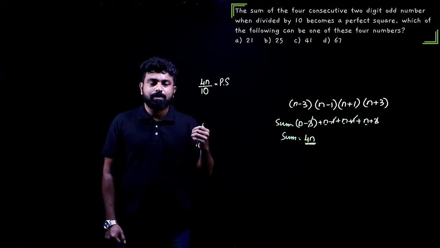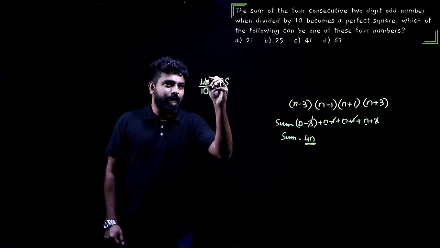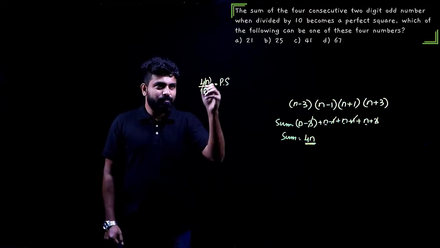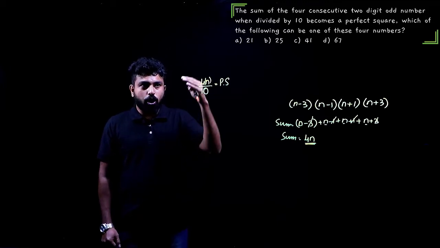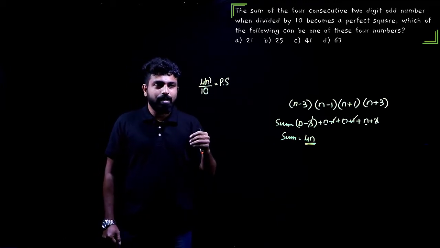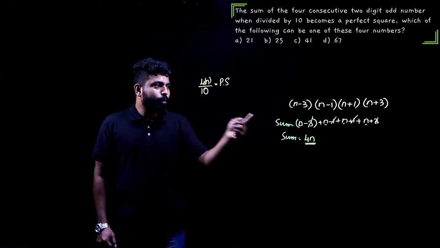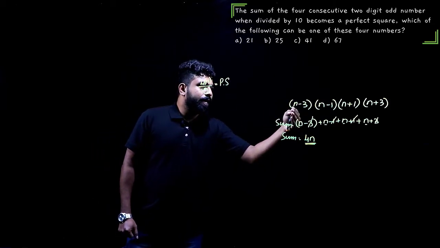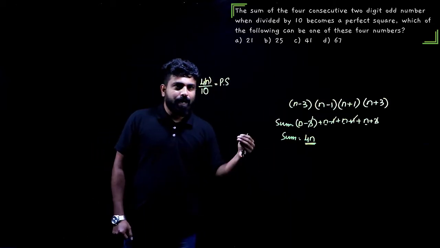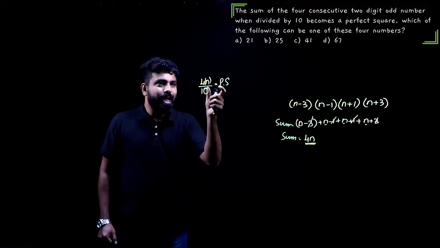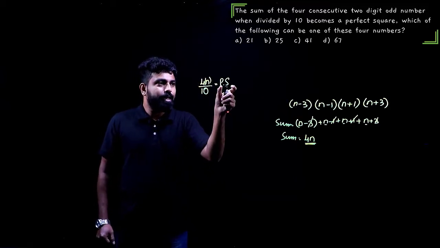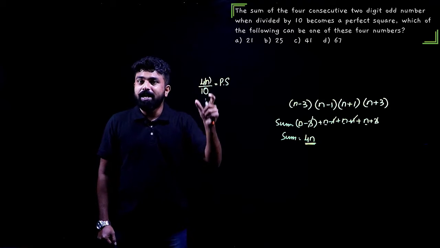What to do next? Now, we can either substitute values of n by taking the options, by taking 21 as n or any one of the terms here. I can take 21 to be any one of these terms and then get the value of n from that and substitute here and then get my answer. But that will be a very lengthy process.